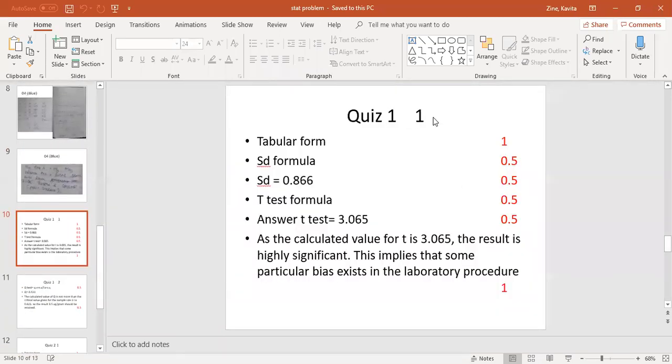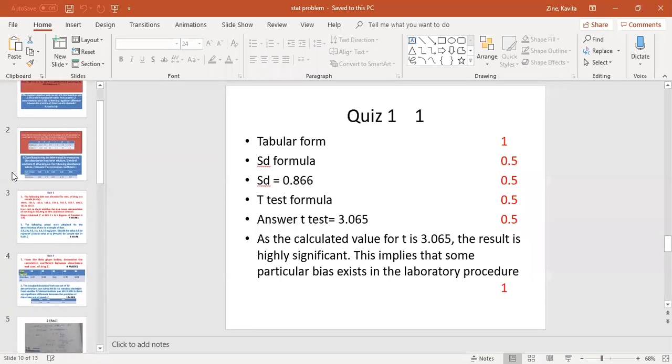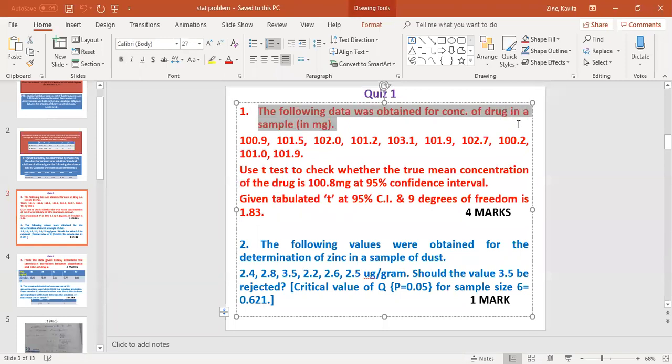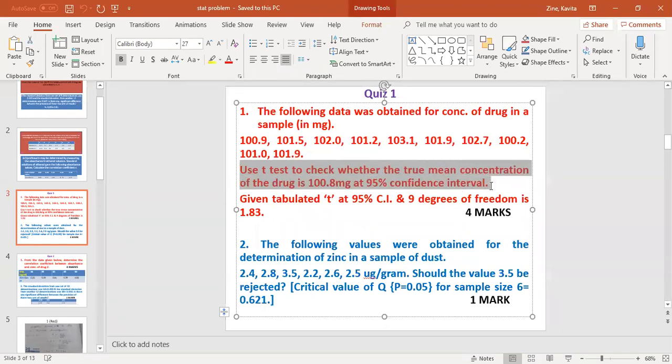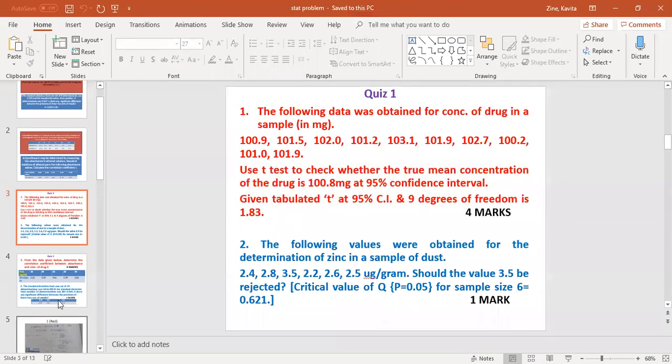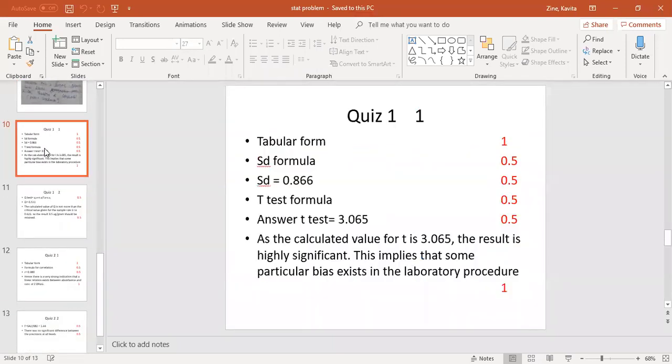For example, in quiz 1, the first problem: the following data was obtained for concentration of drug in a sample. So this is the data. Use the t-test to check whether the true mean concentration of the drug is this and this. Given tabulated t for 9 degrees of freedom is 1.83. If you solve this problem, this is a pointer I have given.